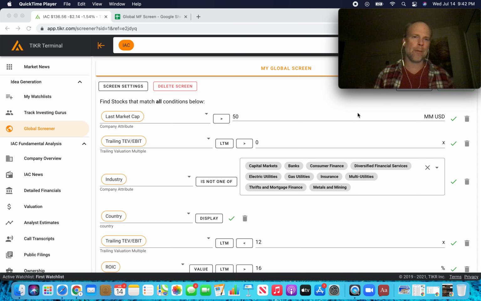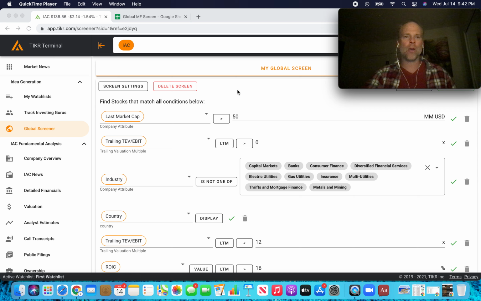Brad here. So today I'm going to be talking about TIKR Terminal and the Global Equity Screener. Now the Global Equity Screener was just released to all TIKR users. Before, it was just in a special beta where it was only released to a select group of people to test it before they rolled it out to the whole population.